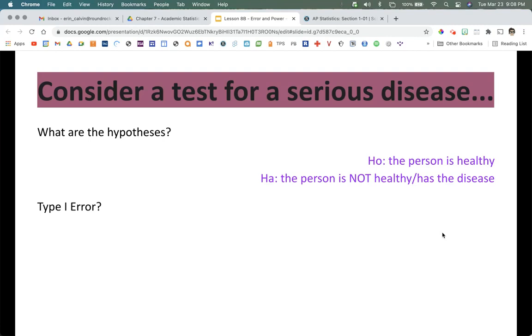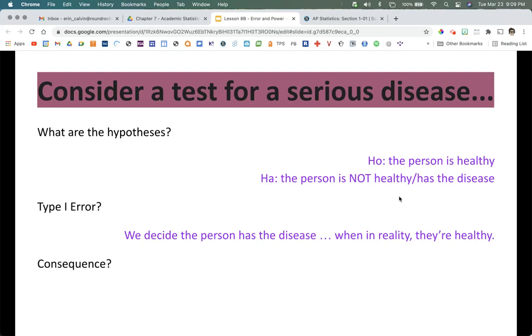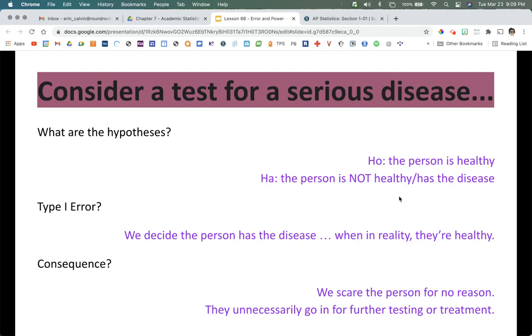So type 1 error, remember, is we reject the null, but actually the null was true. If we rejected the null in this situation, then we're saying this person is not healthy. They have the disease, but actually the null was true, meaning the person was healthy. So we say we have evidence based on this blood sample, or whatever sample, that you have the disease, but actually they're healthy. A consequence of that would be that we worry them for no reason.